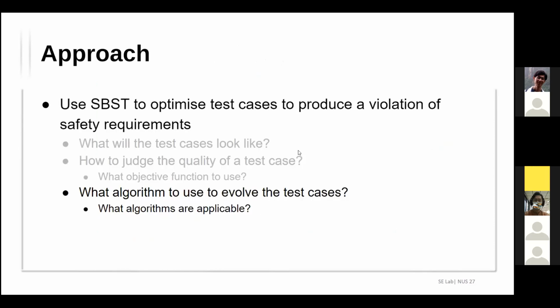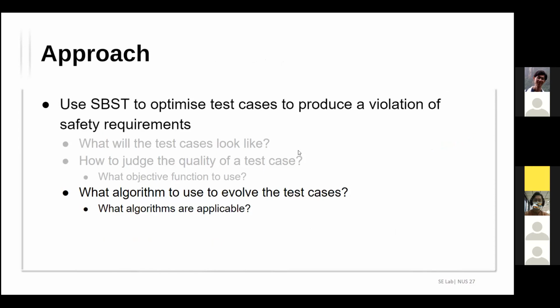Thanks. So finally, just a recap of what we've talked about: how the test cases look like, their representation, which is the noise vector data structure we talked about earlier. We've just finished talking about how the objective function looks like, so how we judge the quality of the test case.